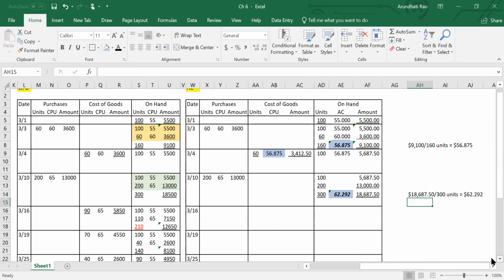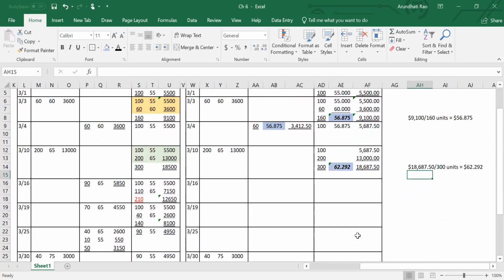Now, the next 3 transactions are all sales. And now this part becomes very easy. The average cost of the 90 units that I sold, I already know what it is. I just take that number, multiply it, and I get the answer over here. What's remaining out of 300? 90 are gone. I have 210 remaining. I know what the average cost is from the previous step. And now I'm going to ask you to multiply 210 by the average cost to come up with this number.